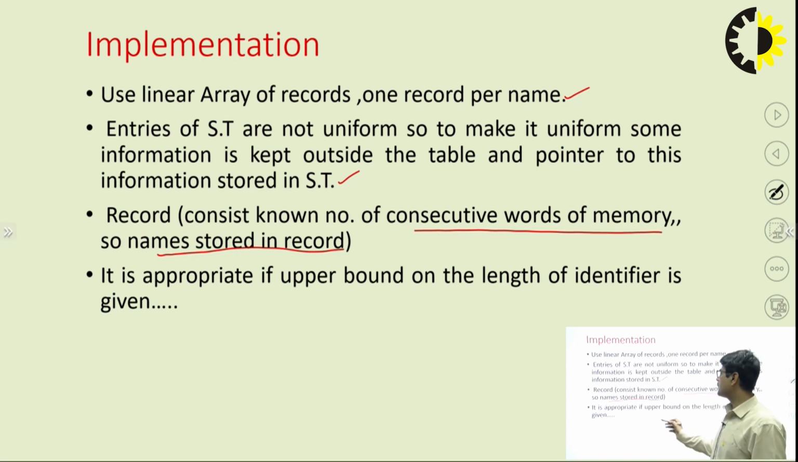Then it is appropriate if an upper bound on the length of the identifier is given. It is very appropriate when the upper bound on the length of the identifier is given, meaning we have to know how many blocks it will take to store the particular data in the symbol table. So that is very important. Like if you are talking about an array, definitely offset is there, and the number of indexes are also there. If you are talking about a one dimensional array, the number of indexes and the offset both determine the total storage of that array.